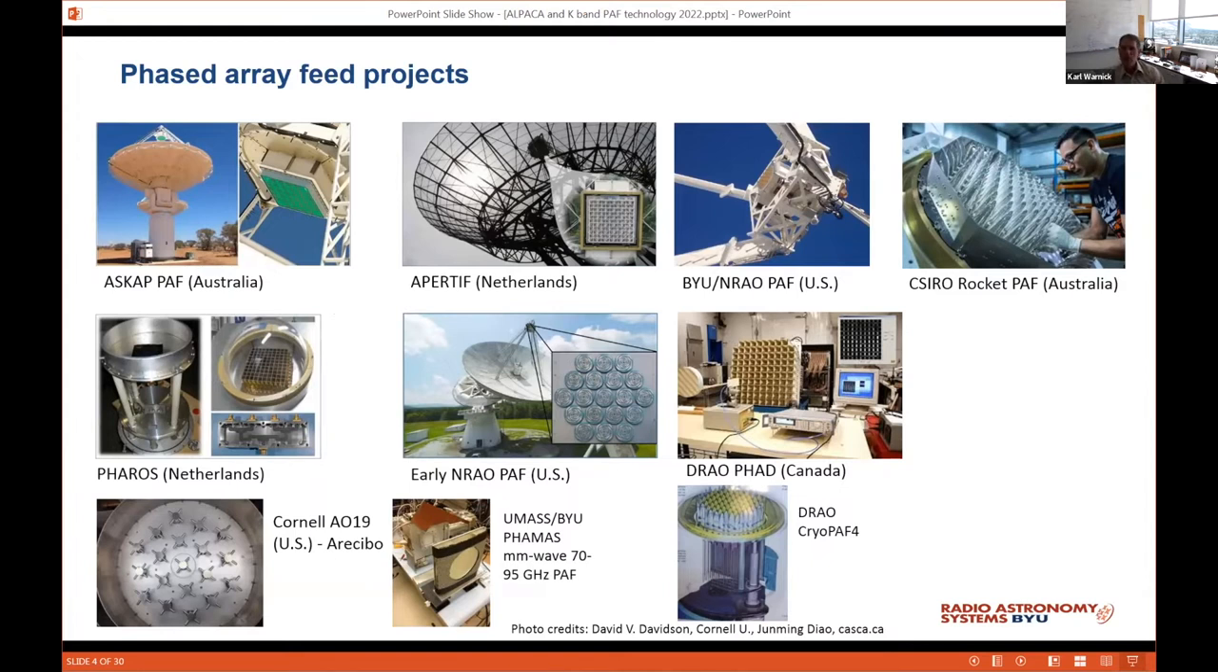Just a quick overview of some of the prominent phased array feed projects going on around the world. And nestled in the center of my images is Rick Fisher's early phased array feed, quite ahead of its time in many ways. And that was done in the early 90s, and that's grown into many efforts worldwide.